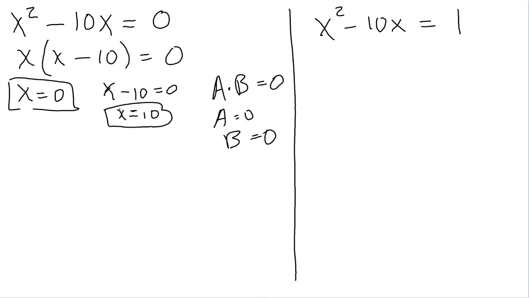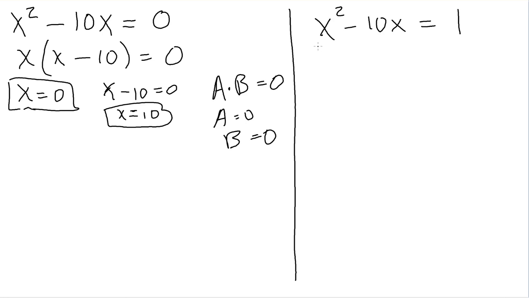And if you plug them in, you see that they work, right? 0 squared minus 10 times 0 is 0. And then 10 squared is 100 minus 10 times 10. That's 100 minus 100. That's also 0, right? All right, so that was pretty straightforward. Again, what we did is we factored out the greatest common factor and used this thing called the zero product property, right? Now let's try it here.